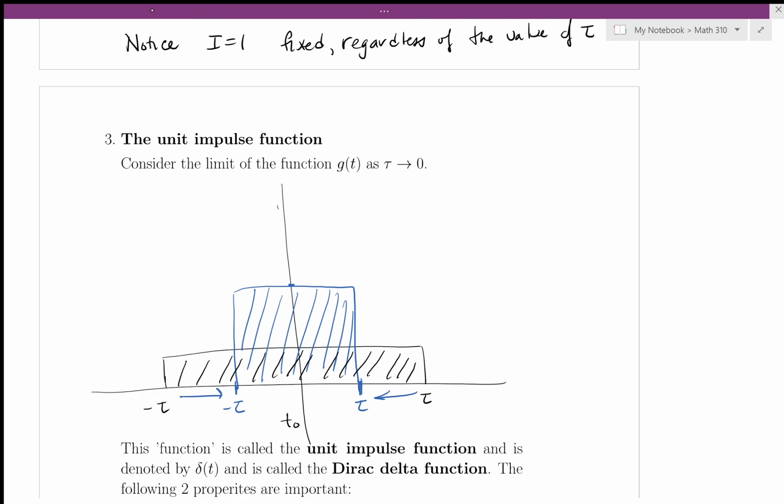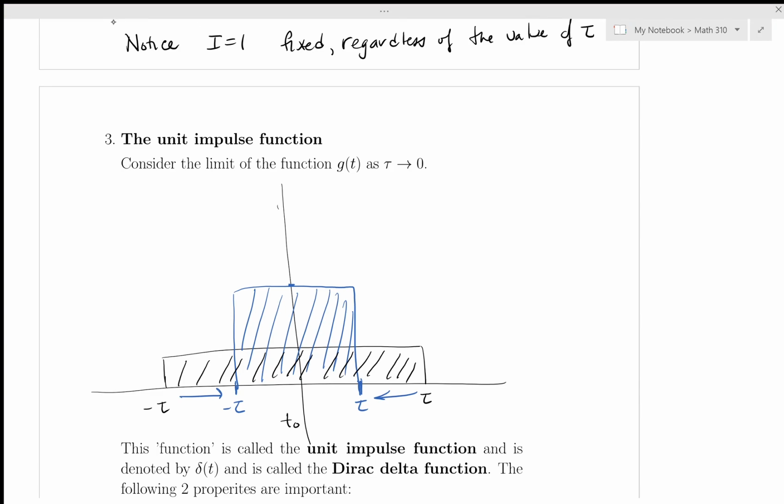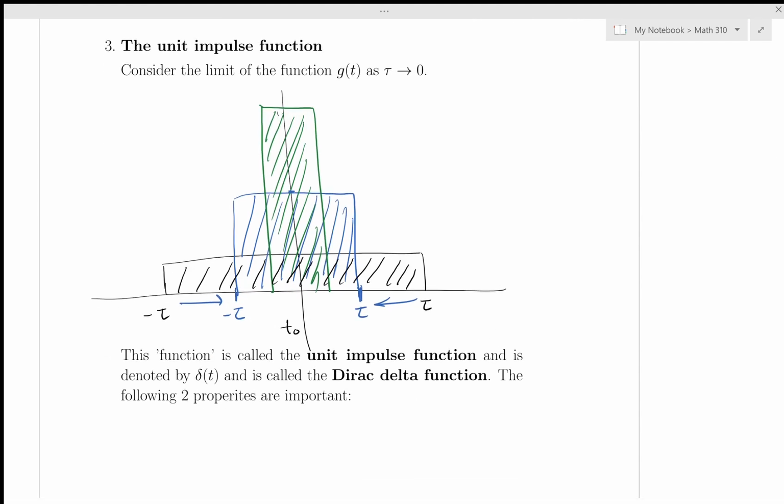And I can do that again and again and again, and keep going, thinking about what the limit would be as tau got very, very close to 0. So here's a final version of that. I reduce tau even smaller, and I get a pulse that looks like this, but that also has area 1. Well, that's the idea. Tau is becoming closer and closer to 0. This function, and that's in quotes for a good reason, is called the unit impulse function, as we take the limit as tau goes to 0, and we denote it by this symbol here, delta of t, and it's called the Dirac delta function.